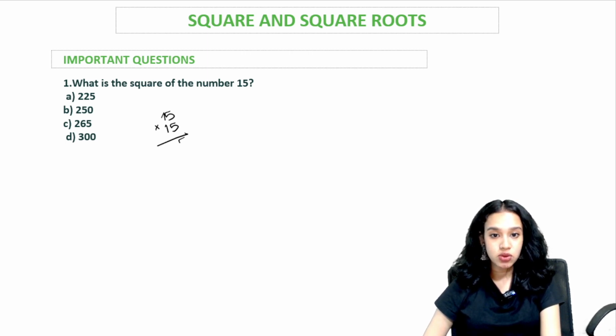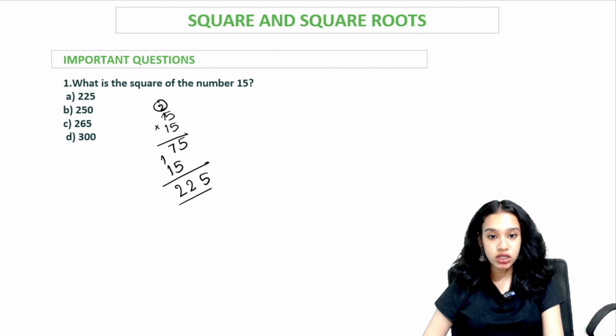So 5 fives are 25. We have 2 as carry. 5 ones are 5, plus 2 is 7. 1 five is 5. 1 one is 1. We have 5. 7 plus 5 is 12, right? And we have a 2 here. So the answer is 225 for the question.